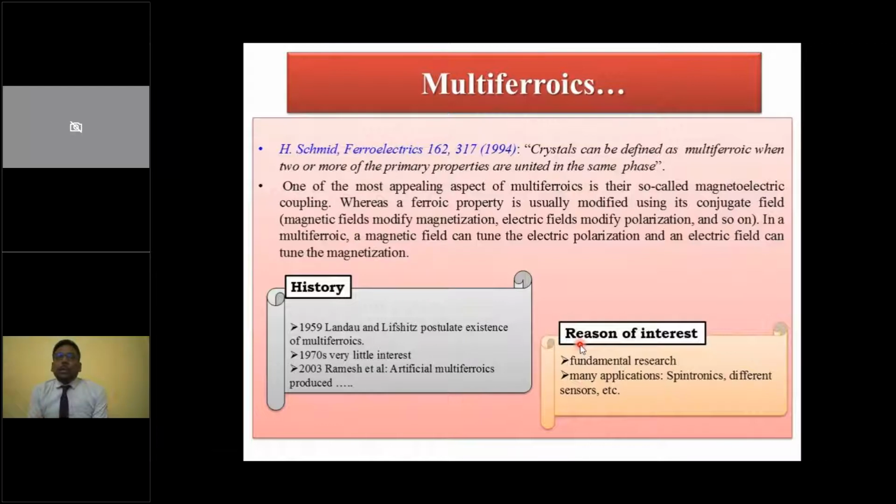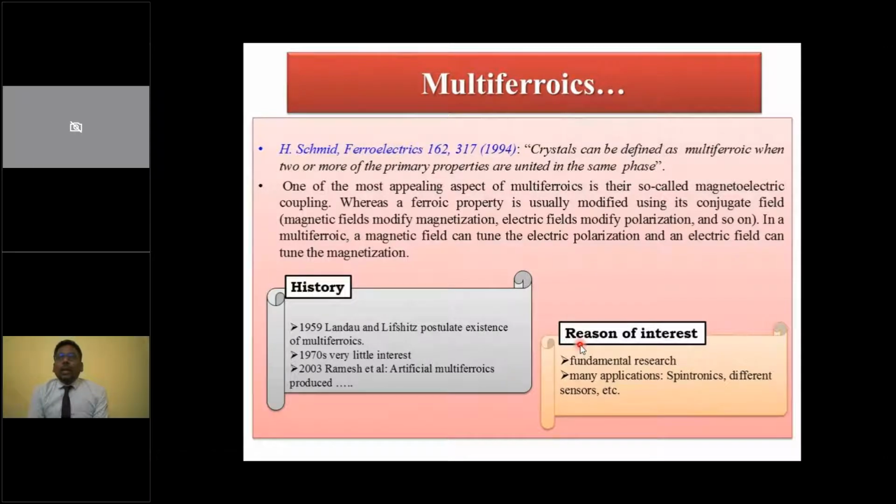Before going into detail about bismuth ferrite, we have to know about multiferroics. A multiferroic is a type of material in which different primary ferroic properties combine together in the same phase. These properties include ferroelectricity, ferromagnetism, and ferrotoroidicity. These are different examples.